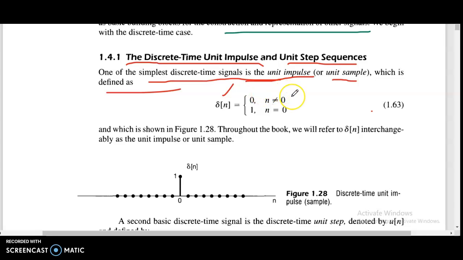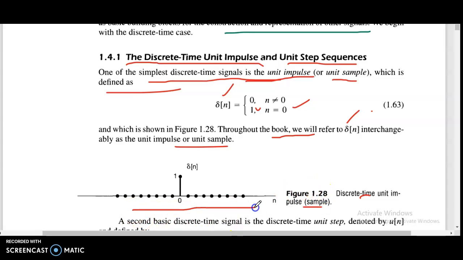The condition is n is not equal to 0, and it is 1 when the condition is n equal to 0, which is shown in figure 1.28. Throughout this book, we will refer to del of n interchangeably as the unit impulse or unit sample. This is the discrete time unit impulse sample in figure 1.28.